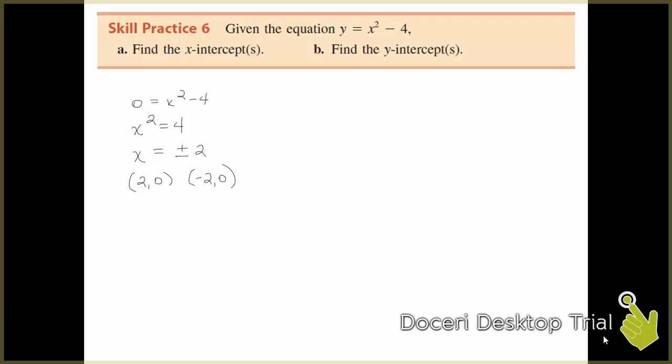The y-intercept, make your x equal 0. Y equals 0 squared minus 4. That's just 0, so y is equal to negative 4. So my point would be (0, negative 4). So that one had both.